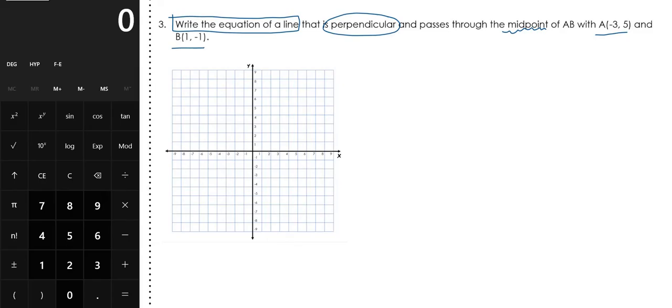Okay, I'm back. So I grabbed a piece of graph paper. Now, what I'm going to do is try and visualize what's happening here. We have a line segment that they're talking to us about, line segment AB. So I'm going to plot AB on my graph. I'm going to go to (-3, 5). And then I'm going to go to (1, -1).